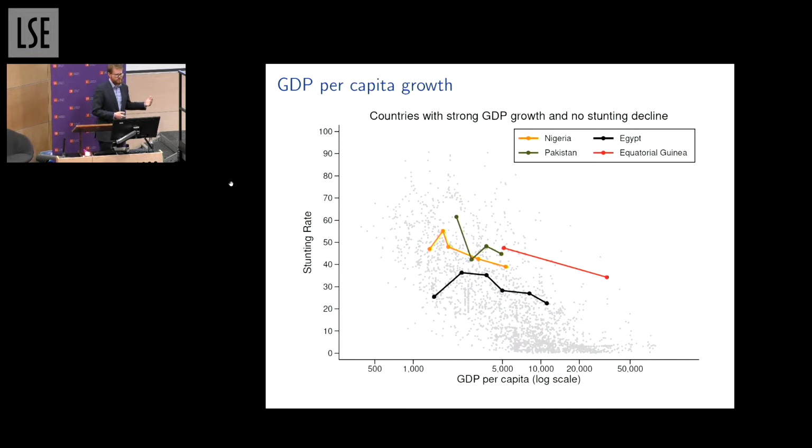And then, of course, we also have countries that have lots of GDP growth, but maybe don't actually experience very much stunting decline, okay? So countries like Nigeria and Pakistan, Egypt, and Equatorial Guinea. Equatorial Guinea is a small country, but has experienced an oil boom that has led to a lot of wealth. But it leads to these questions, for those of us who are a bit skeptical of GDP as an indicator, right?